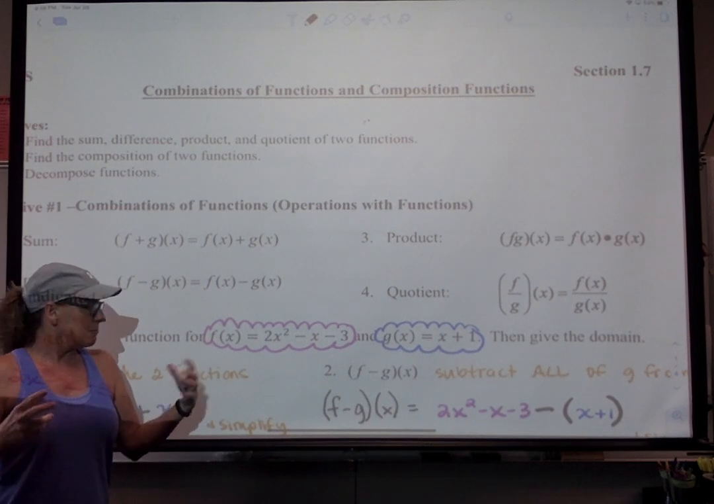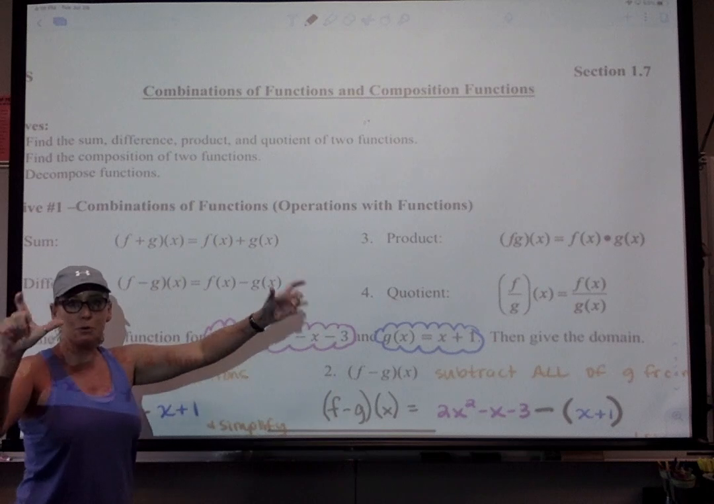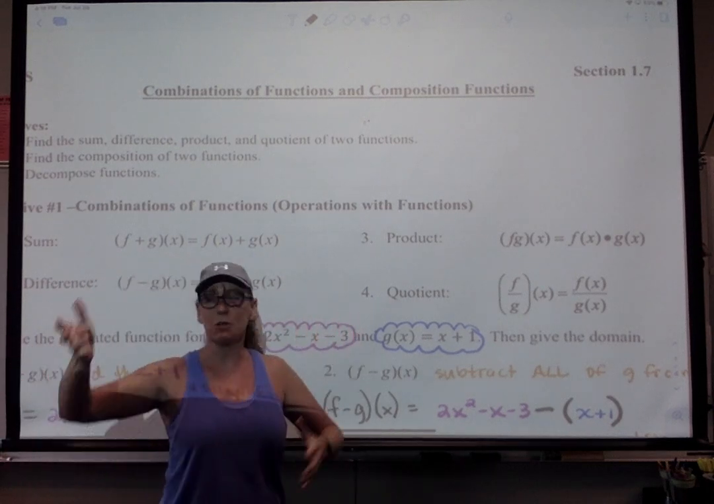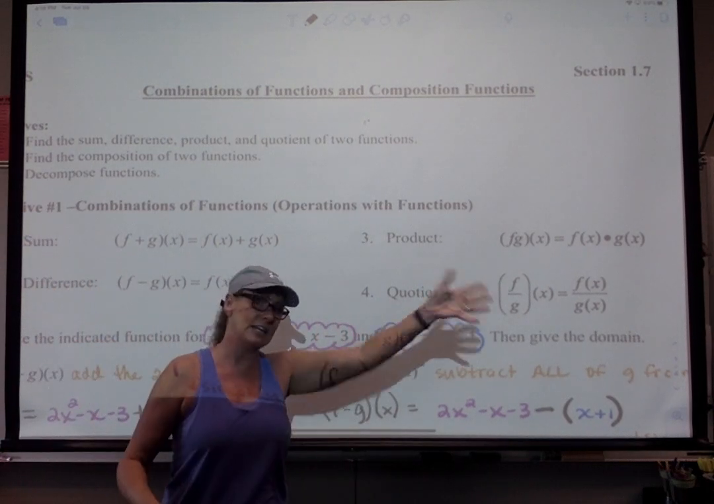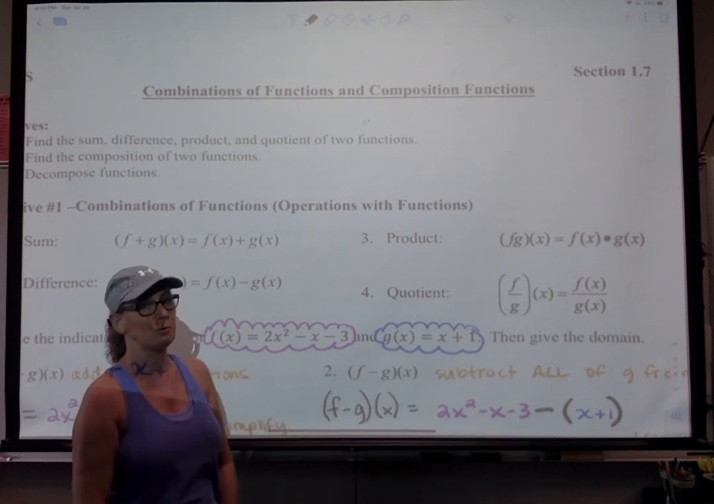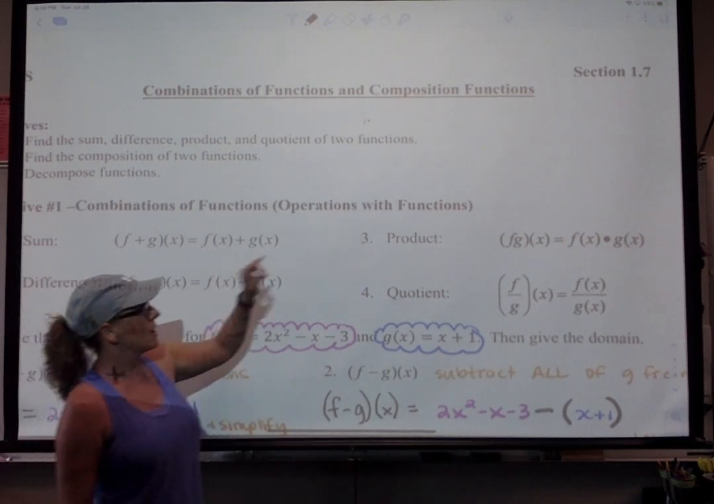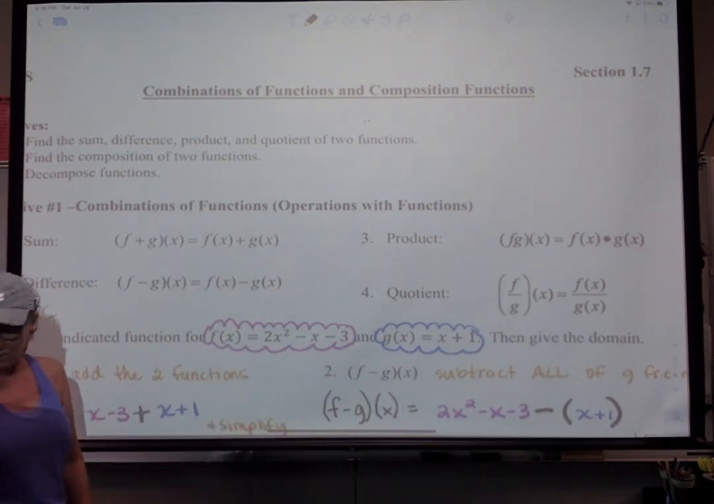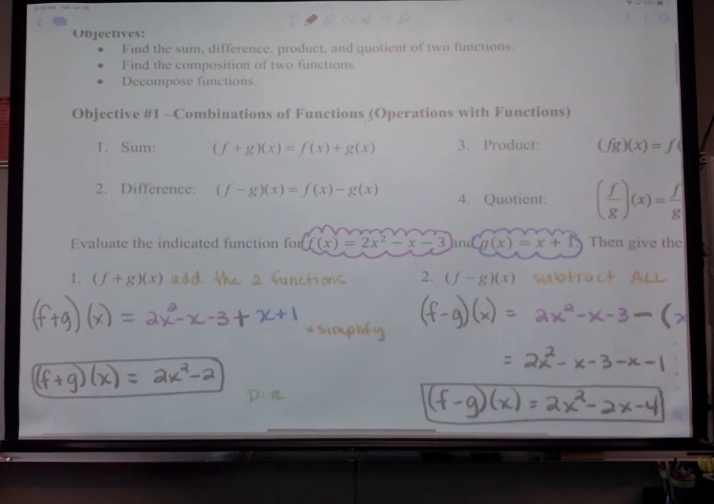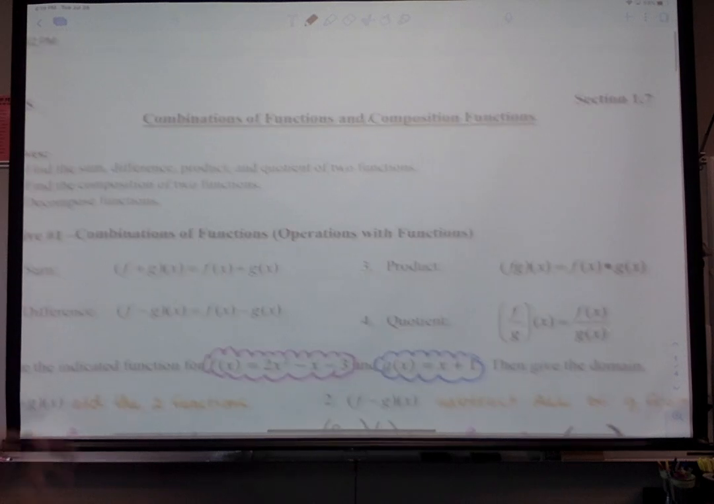So in most cases, we're going to have two separate functions, like maybe, for example, a quadratic is one of them and a linear is another one. And we're going to do stuff with them. We might add them together. We might subtract them. We might multiply them. We might divide them. So in these examples, you are given two functions.